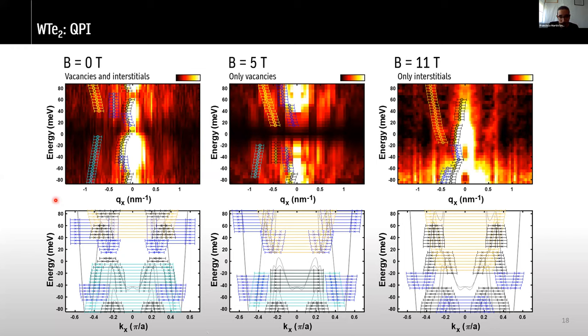So my question was whether this has been done for some other materials where the band structure is a bit more fortunate. I think, as far as I know, this is the only type 2 Weyl metal where we have QPI measurements. We have QPI measurements in tantalum arsenide, that is a type 1, sorry. And they report the Fermi arcs very nicely there, but here things turn very complicated. Okay, thank you.